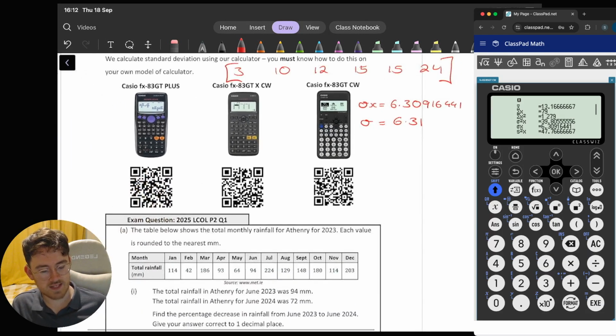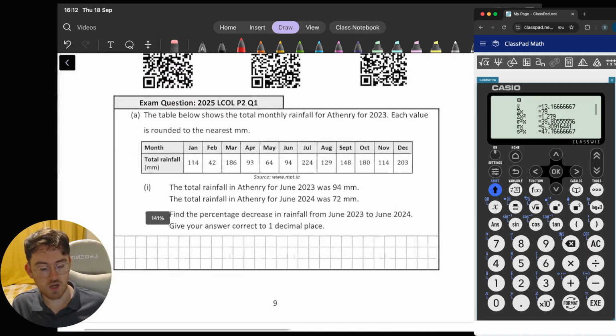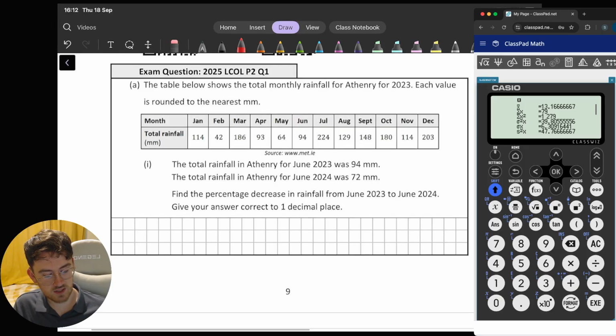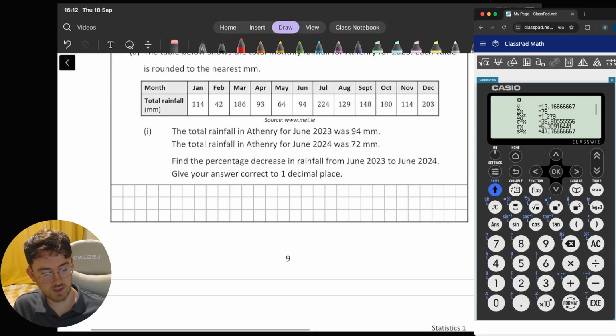So let's get into some of the examples, some of the exam questions. We're just going to look at that in practice a little bit more with some of our other ones, our mean, our standard deviation, our range, all of these, pulling it all together. The table here shows monthly rainfall for Athenry. Each value is rounded to the nearest millimetre. We're asked to find the percentage decrease in rainfall from June 23 to June 24 and give our answer correct to 1 decimal place. So let's just find what the decrease was.